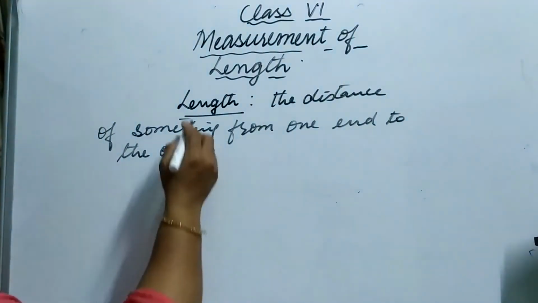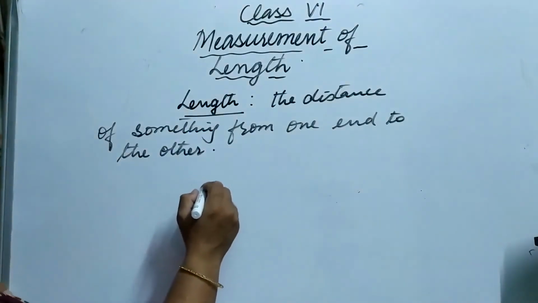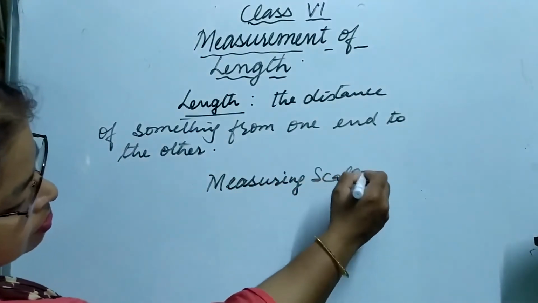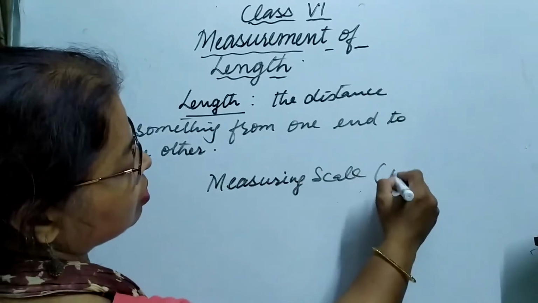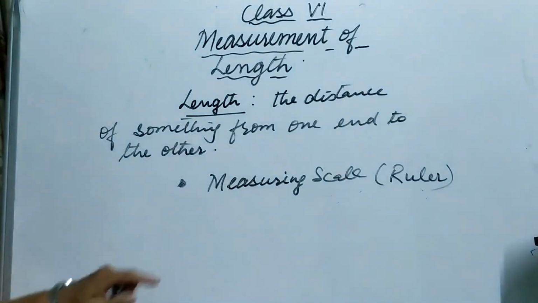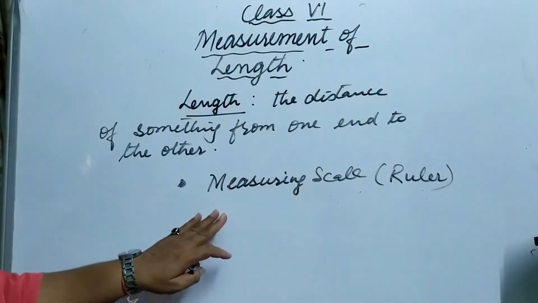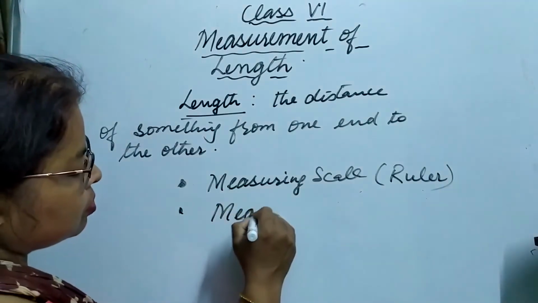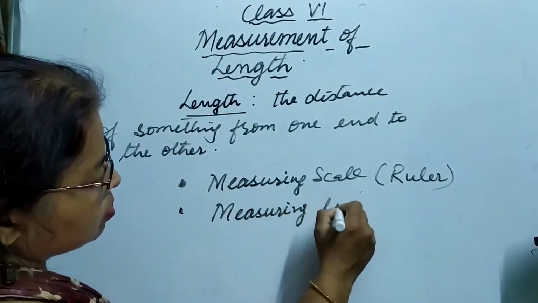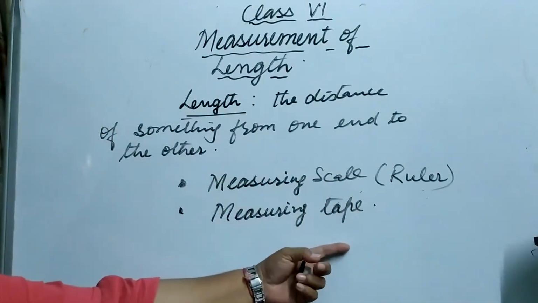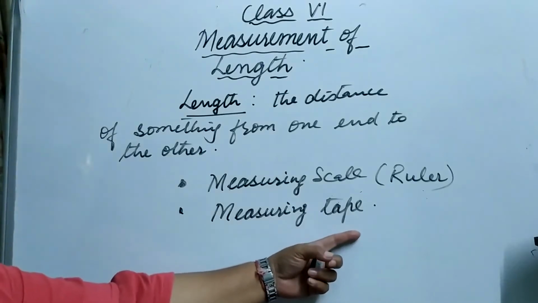Okay, length can be measured by using a measuring scale. We call it a ruler also. And the other device that we use to measure the length is not only this measuring scale, we have a measuring tape also. Okay, so measuring scale and measuring tape, they are used to measure the length.